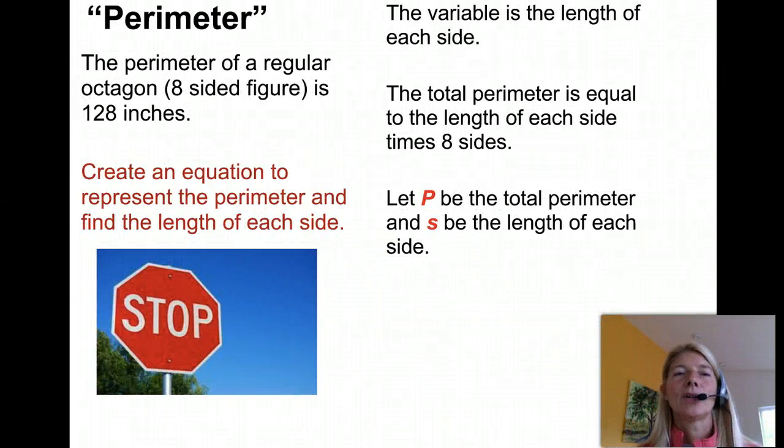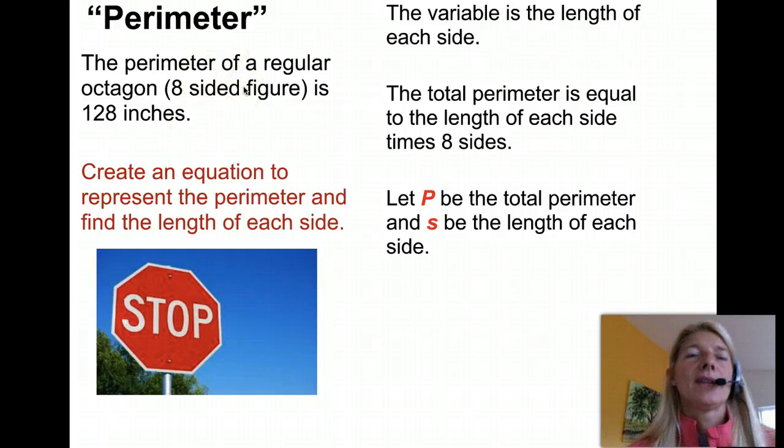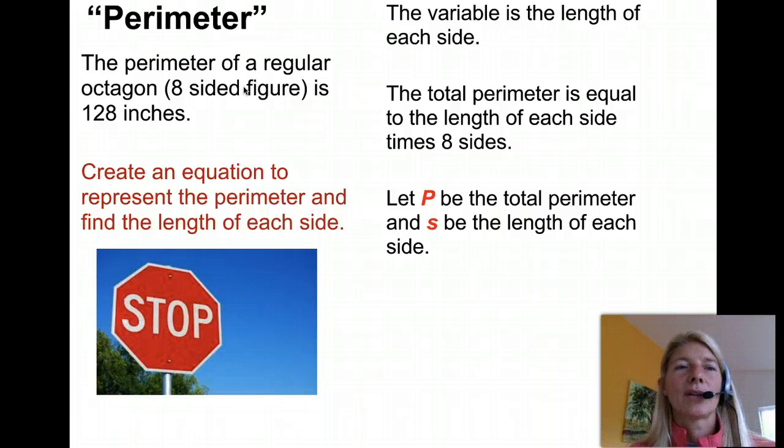All right, let's do a final problem here. Let's look at perimeter. Perimeter is the distance around any kind of shape. So in this situation, the perimeter of a regular octagon. So it's important that you understand what regular and octagon is. Well, octagon is an 8-sided figure, and regular means that all the sides are the same and all the angles are the same. So we are given a perimeter of 128 inches, and we want to create an equation that represents this perimeter, and then we can find the length of each side.